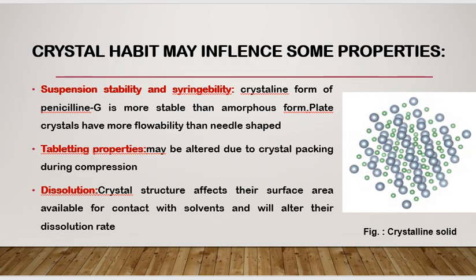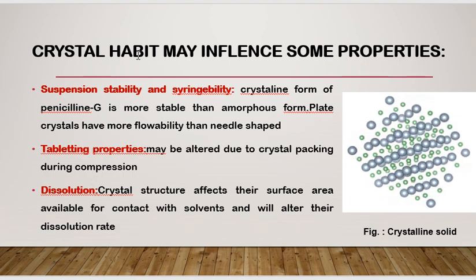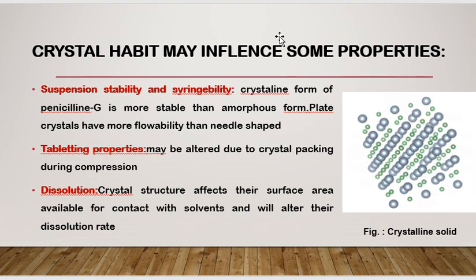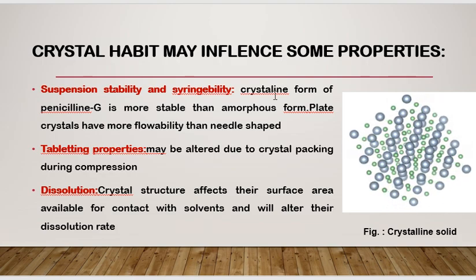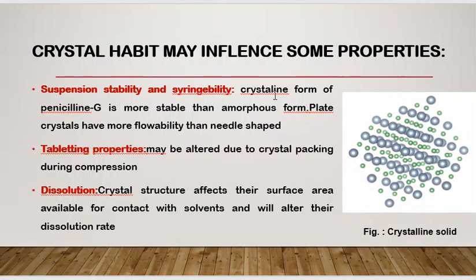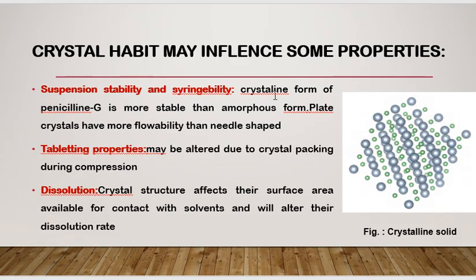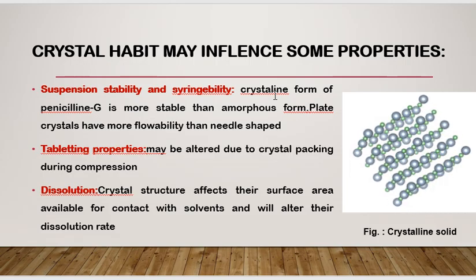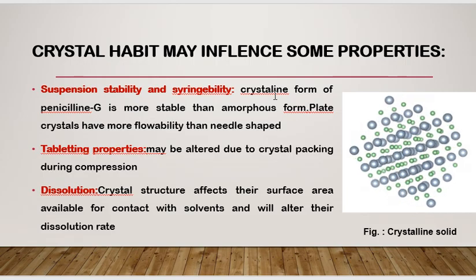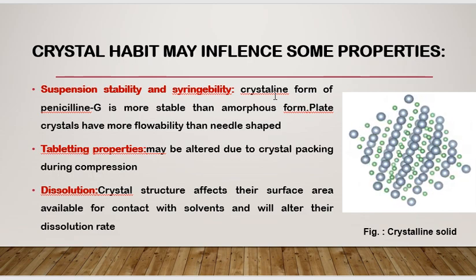So in this PPT, we can see how the crystalline habit influences the physicochemical properties of the drug. For example, you are making any kind of dosage form, so how is the crystalline property impacting them? For example, you are making any kind of suspension. Over here we have to see that the crystalline form may impact the suspension stability and the syringeability of many kinds of dosage forms.